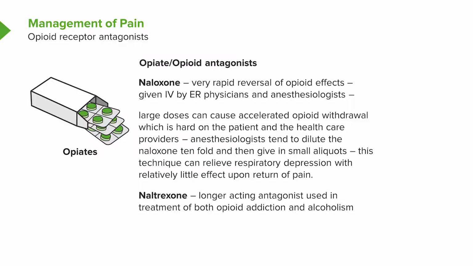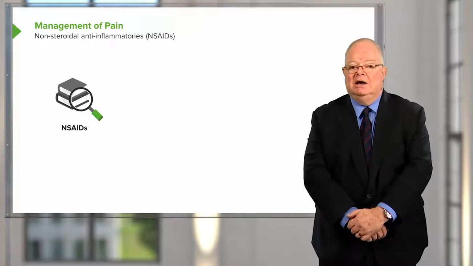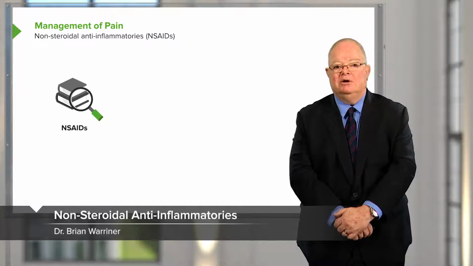Naltrexone is exactly the same as naloxone in its action, but it's longer acting and it's used in the treatment of both opioid addiction and alcoholism. And I honestly have no idea how it works in alcoholism because there is no similarity between alcohol and opiates, either chemically or in terms of their actions on the brain. The interesting thing about naloxone and naltrexone is that if they're given in the absence of opioids, they have virtually no physiologic effect. So they're quite safe drugs to use, and they can be used to help people who are addicted to these drugs.